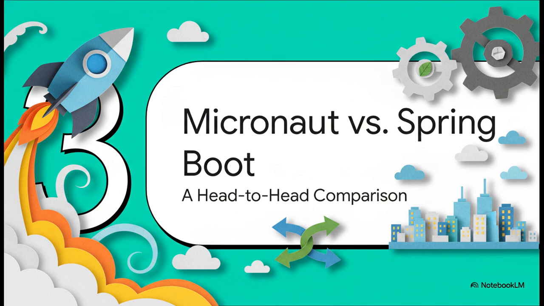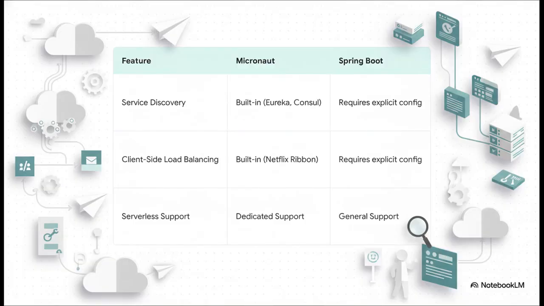Okay, so how does this actually stack up against the competition? Let's put Micronaut in the ring with the undisputed heavyweight champ, Spring Boot, and just see how they compare side by side. Yeah, this table really tells the story of Micronaut's focus. You can see right away that key cloud-native features like service discovery with Eureka or Consul and client-side load balancing, they're just built right in. Now, with Spring Boot, you can for sure do all this stuff, but you have to go in and explicitly configure it all, which means more setup and more boilerplate.